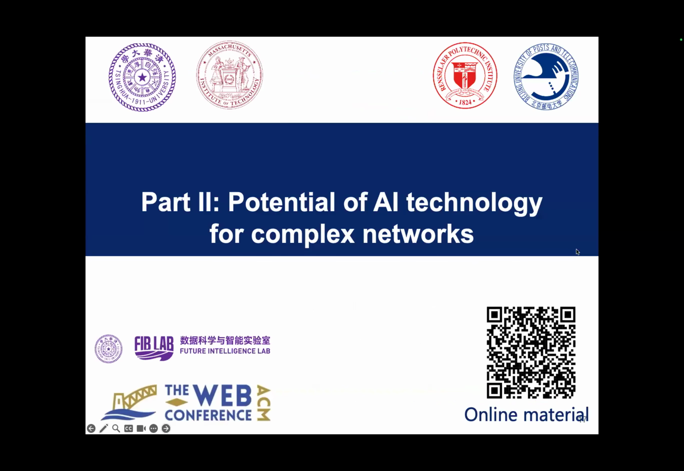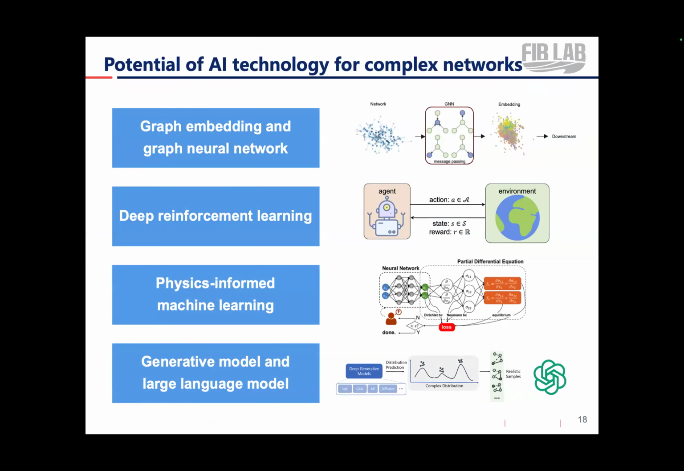So let's move on to the second part, where we will explore the potential of different AI technology in addressing complex network problems. In this part, we will cover four kinds of technology. That's graph embedding and graph neural network, deep reinforcement learning, and also physics-informed machine learning. And finally, we'll talk about generative models and large language models.